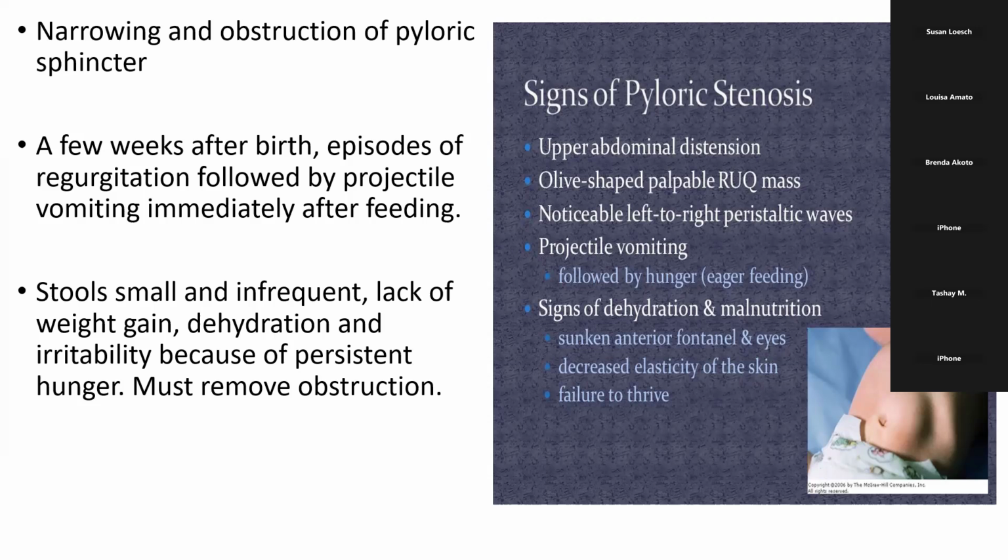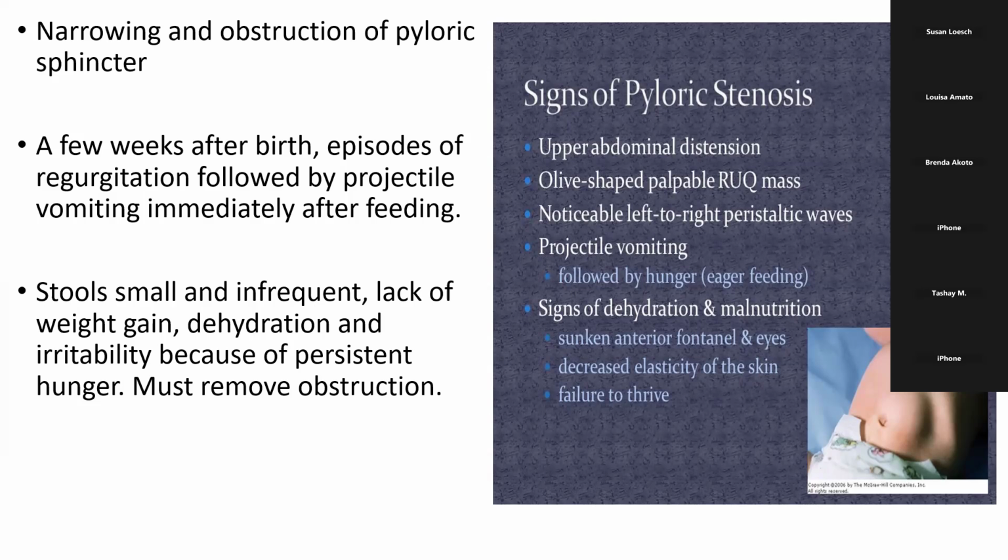All right, so here the baby's hungry, we feed them, and then he starts projectile vomiting. The baby is going to end up looking dehydrated. Okay. Anterior fontanelles sunk, eyes sunk, decreased elasticity of the skin, and they're not gaining weight. So they become failure to thrive. They'll have small, infrequent stools, and they'll be irritable.